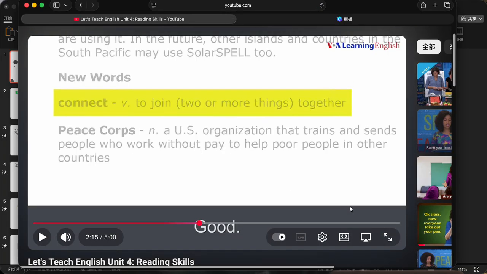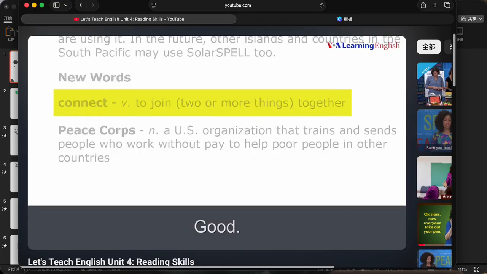Good. Yeah, it uses the signaling principle to highlight the key words.